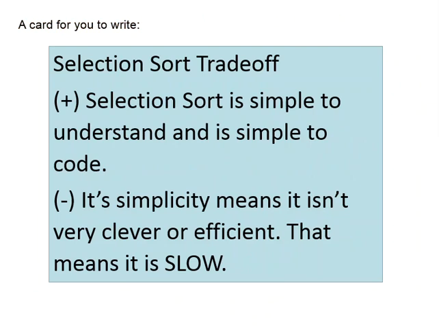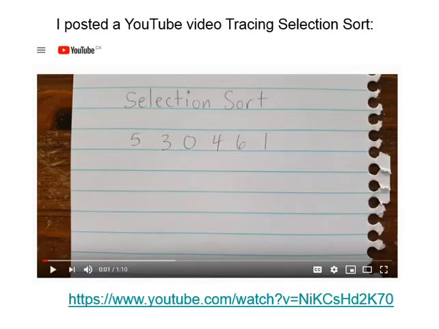So the thing about selection sort that's really good is it's really simple to understand and it's really simple to code. But because it is so simple, it isn't very clever and it isn't very efficient, and that is what makes it slow. So if I have a very small data set, I might use selection sort because it won't matter quite that much. If n isn't big, it doesn't really matter that much. And the simplicity might be important to me. However, if I have a million elements, I'm sure as heck not going to use selection sort. I made a video on YouTube showing you how to trace it on a piece of paper, so you might want to take a look at that just to get another example.